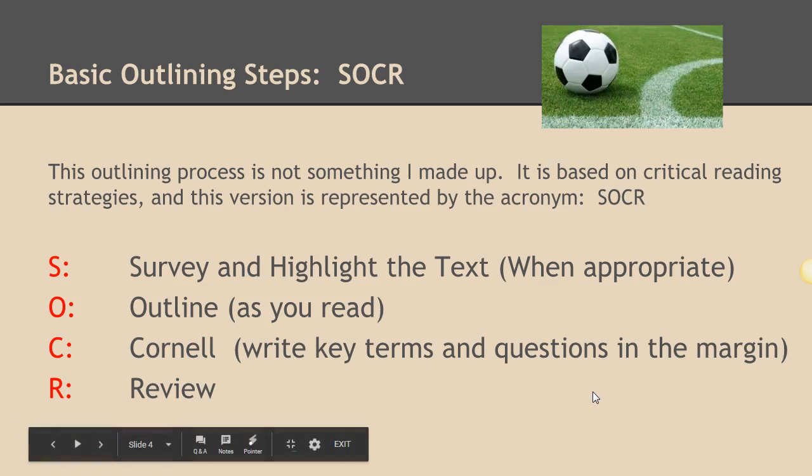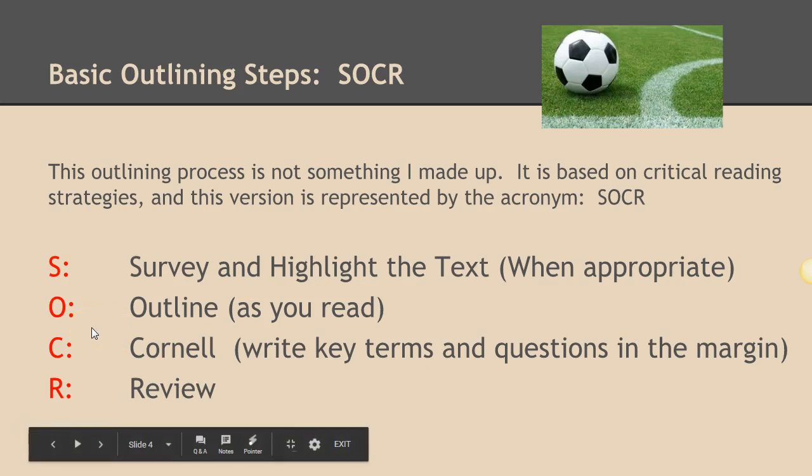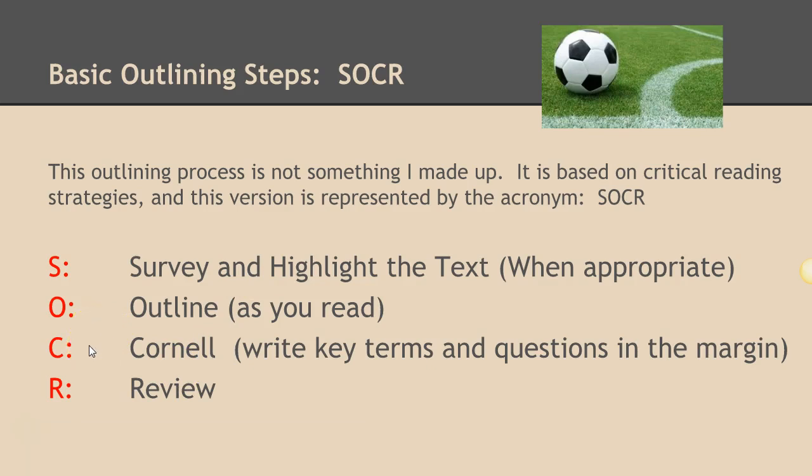This outlining process is not something I made up. It's based on critical reading strategies, and this version is represented by the acronym SOCCER. Thought this ball might help you remember that. The S stands for survey and highlighting the text, highlighting when it's appropriate to do so. The O stands for outlining. C is for using the Cornell margin. And R is for review. Let's take a look at how this works.